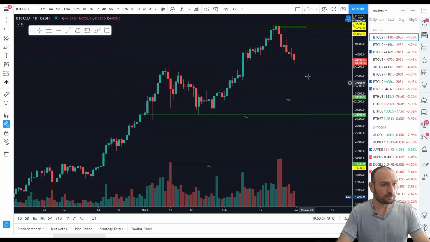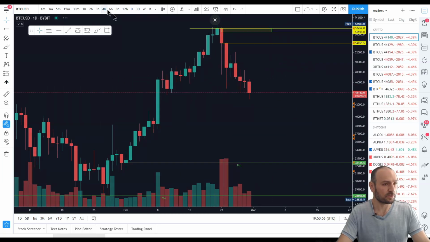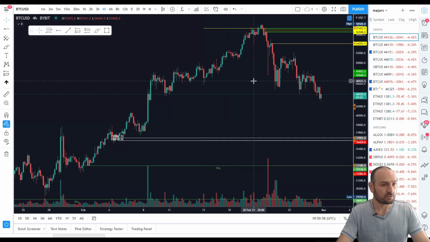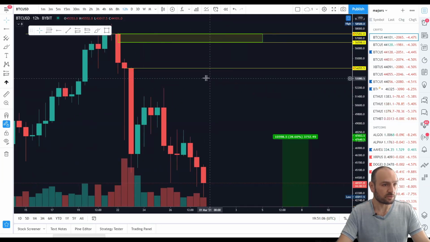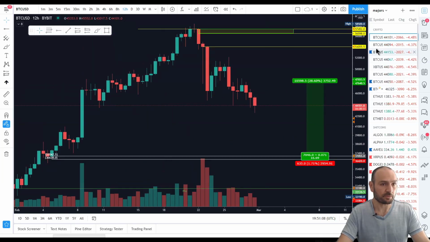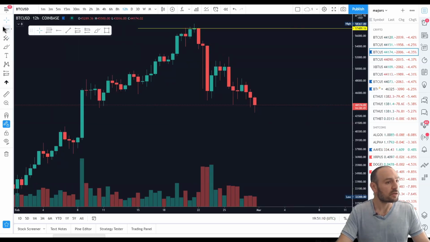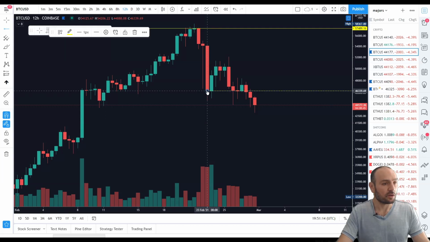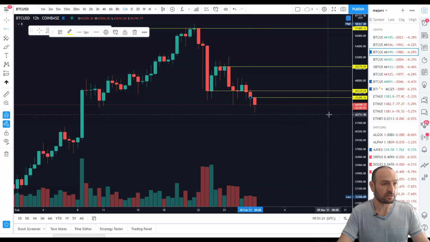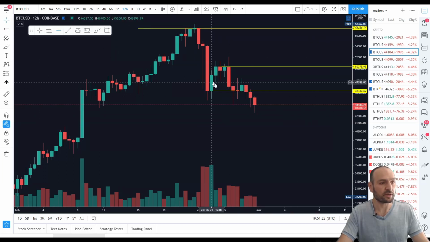And if we zoom into the lower time frames, it's really, really ugly. On the 4 hour, it's a clear downtrend, even though it's really ugly. 12 hours also a downtrend. Let me go back to Coinbase. You have your high, and then you have a lower low, lower high. This is clearly a lower low right now, regardless. So it's 12 hours in a downtrend.